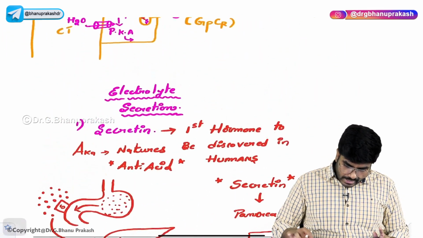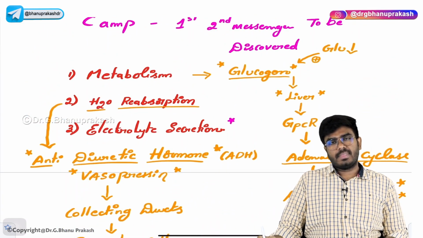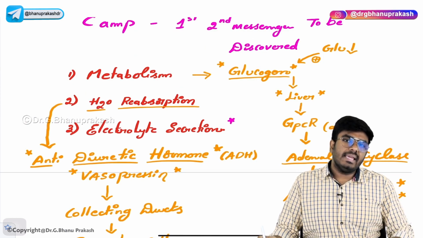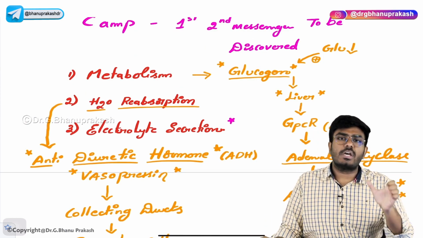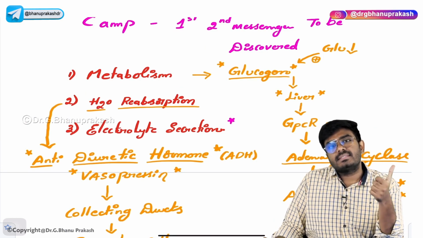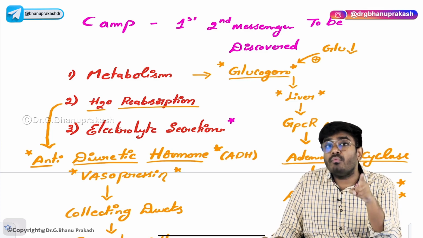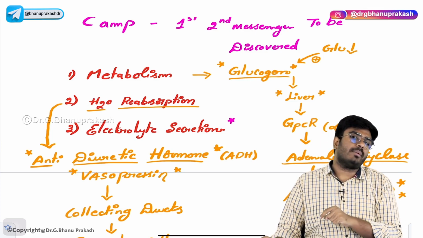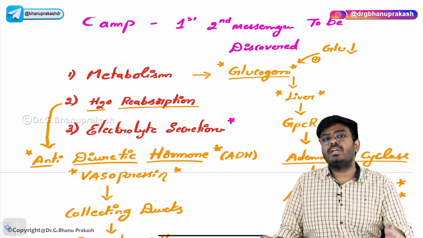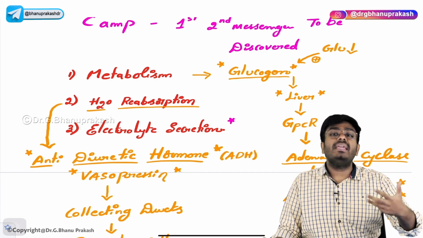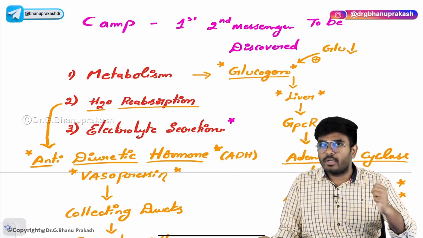So having said that, I have discussed the 3 important hormones which are utilizing cAMP as their secondary messenger. What are these three important hormones? First hormone is glucagon. Second hormone is antidiuretic hormone by acting on V2 receptors, helping in water reabsorption. And the third important hormone is secretin by acting on pancreatic cells, helping in more electrolyte secretion. That electrolyte which I have discussed is bicarbonate.